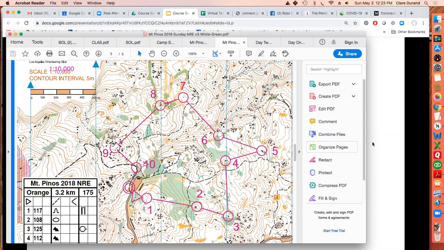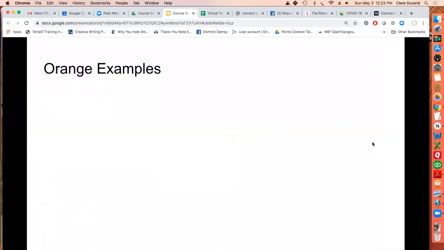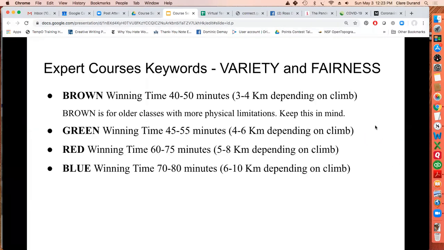Any questions about orange? Claire, how much do you expect people to understand distance on the map? By the time they're at the orange level, they should have a pretty good idea of, at the very least, how long it's taking them to get from one place to another.